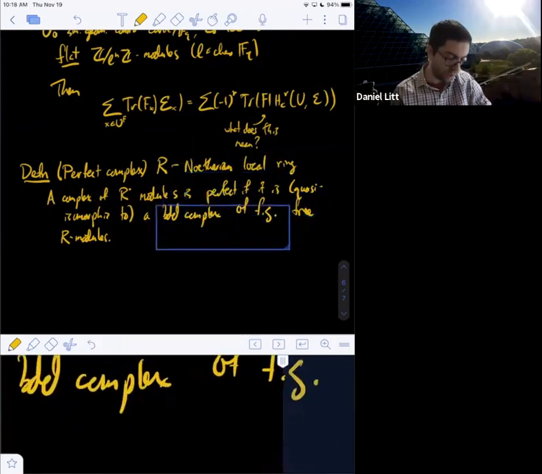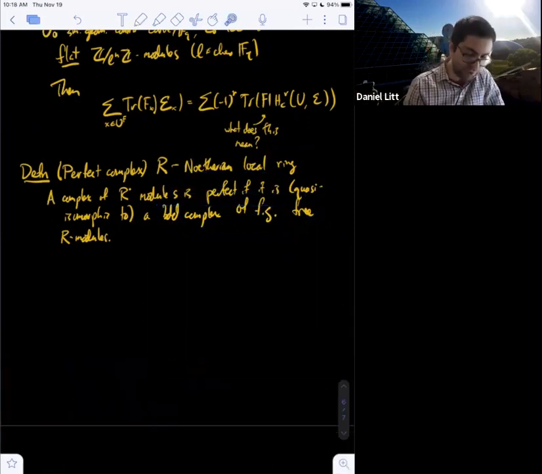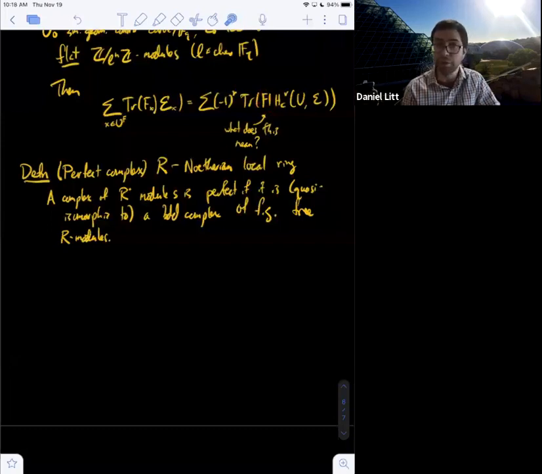Okay, so what's the point of this definition? The point is that we're going to show that the complex computing these groups is perfect. It's quasi-isomorphic to a bounded complex of finitely generated free R modules. That complex will have a not quite well-defined endomorphism, and then we'll be able to take the alternating sum of the traces of that endomorphism on this complex, because it's a bounded complex of finitely generated free modules where traces make sense. Are there any questions about the strategy here?